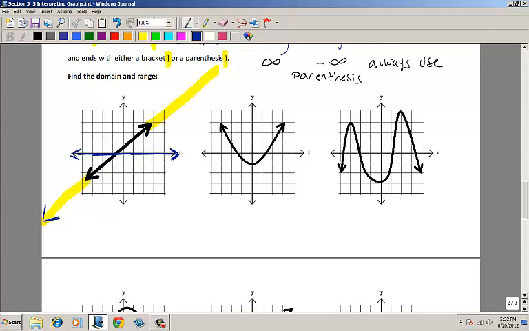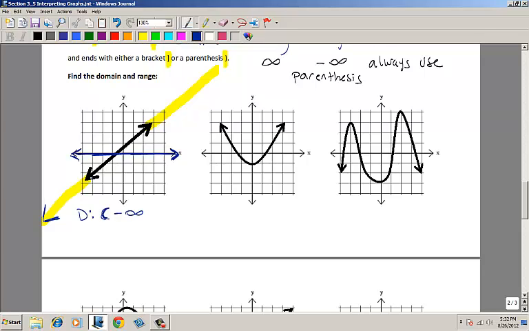Well, the last point is an arrow. So if you notice, I'm going off to the left. If I'm going off to the left on the x-axis, that means I'm headed toward negative infinity. So my domain starts with a parentheses and then negative infinity. That is where I'm heading. That is my leftmost value.